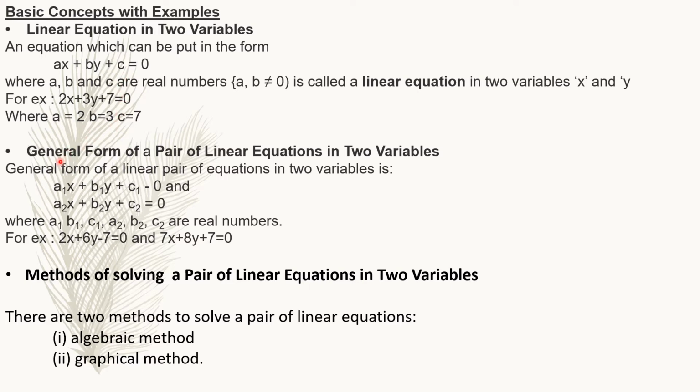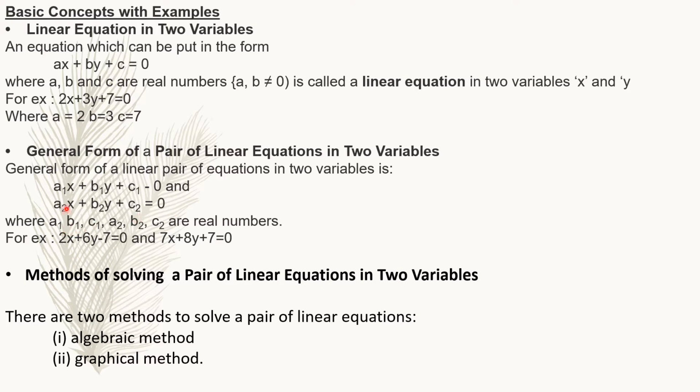Now let us come to the general form of a pair of linear equations in two variables. How can we represent a pair of linear equations in two variables? Any pair of linear equations which can be written in the form a1x plus b1y plus c1 equals 0 and a2x plus b2y plus c2 equals 0. Such a pair of linear equations forms a pair of linear equations in two variables.